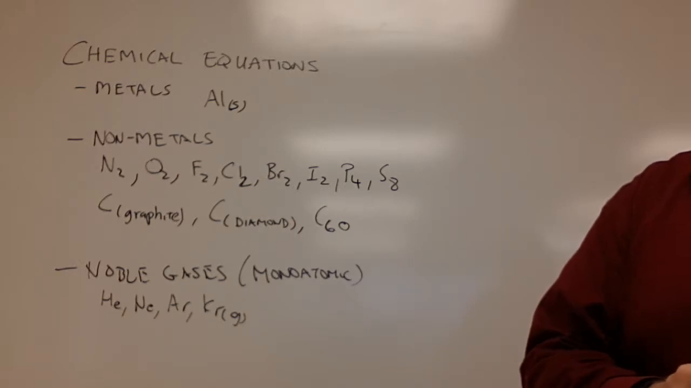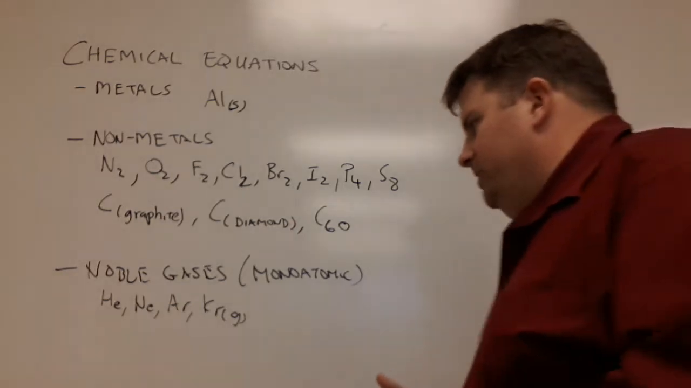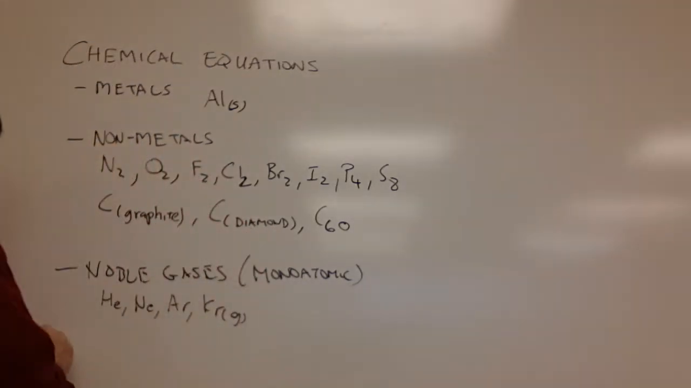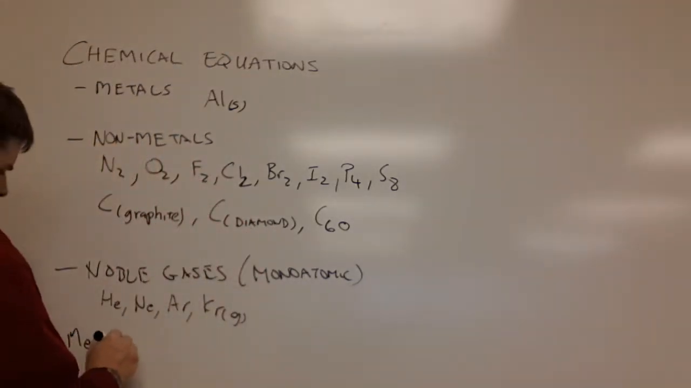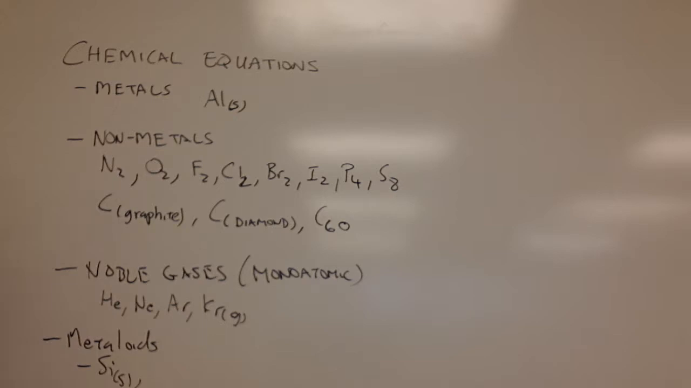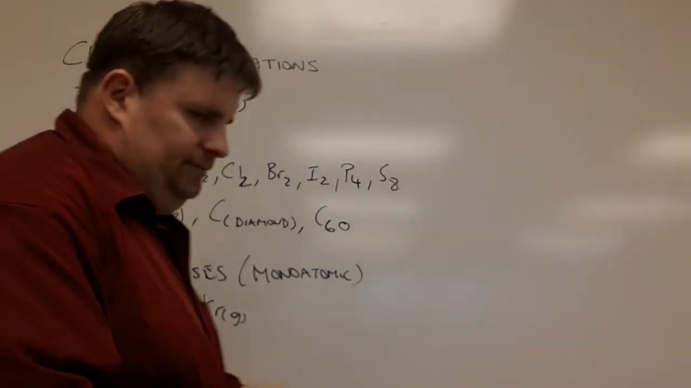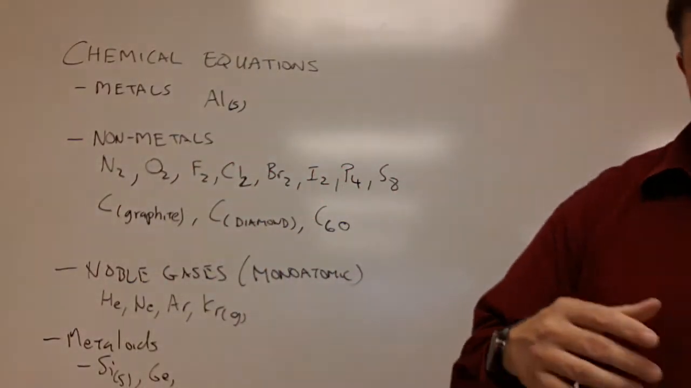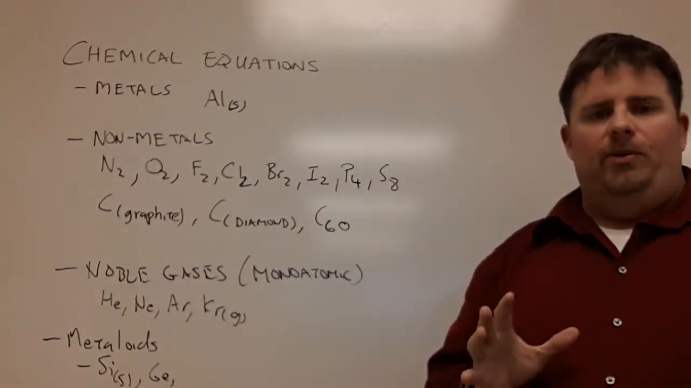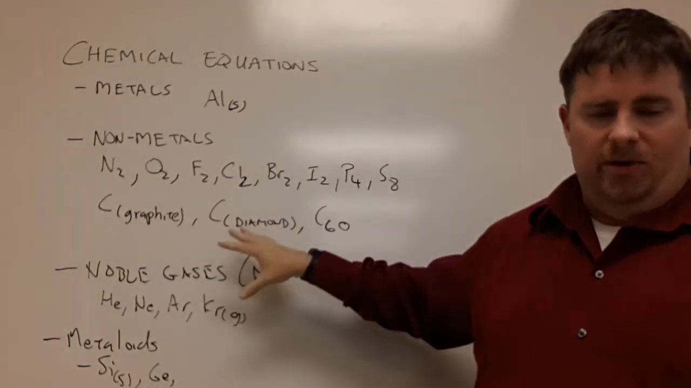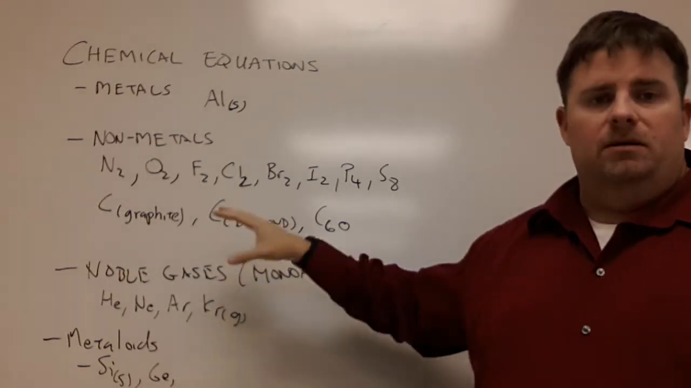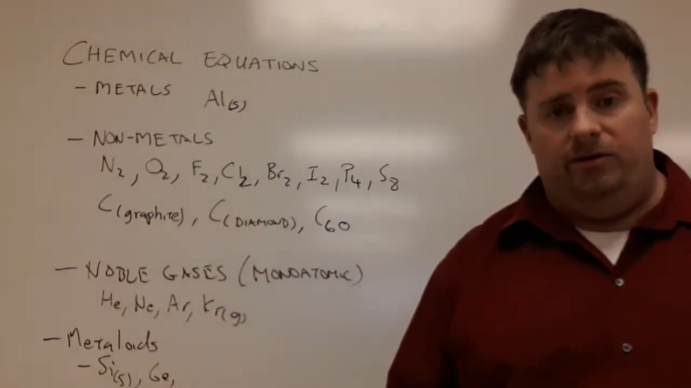Metalloids themselves, we generally represent singularly in their atomic form. So things like silicon, that's going to be a solid. Germanium, all those types of things, we generally represent as solids. Etc. But now we get into the thick of things. Now we're going to talk about how to balance these equations. These are the basics of how we write these things out. Now we've got to learn how to balance chemical equations when we encounter them.